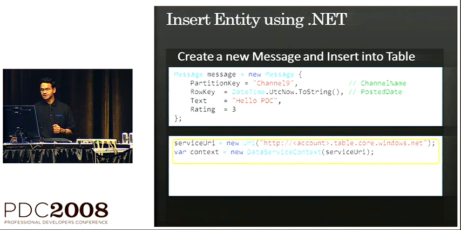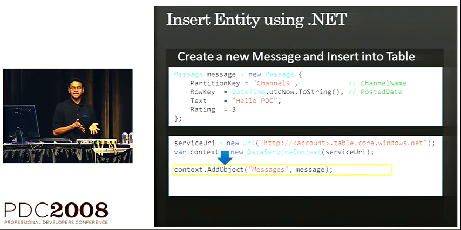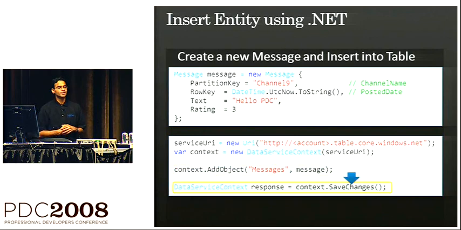Now that you've created this data service context, you call the appropriate methods on the data service context. So to create a new object, you call the add object method, very intuitively named. And when you do this, you specify the table name that you want to use. In this case, it happens to be messages. And you specify the C# object that you created. Finally, you call the save changes method on the context. It is at this point that an HTTP request is sent to the server.